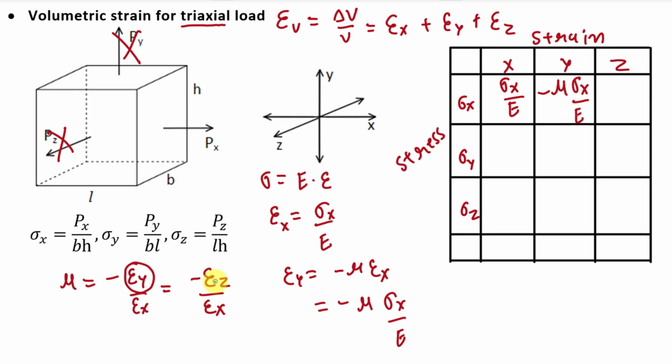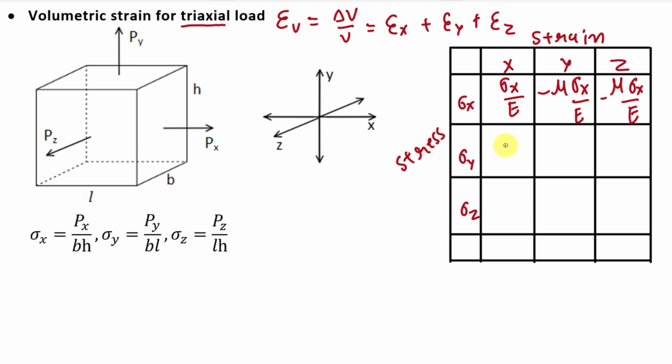And similarly from here, what will be the value of strain in z direction, epsilon z? It will be minus mu into epsilon x. So it will be same as epsilon y. Right? So strain in z direction due to stress sigma x also will be minus mu sigma x divided by E. I hope it is clear to you how to find the value of strain in x, y and z direction due to axial load Px applied on the body.